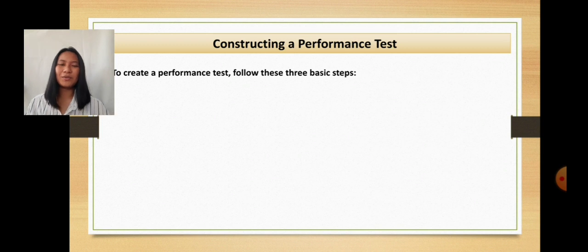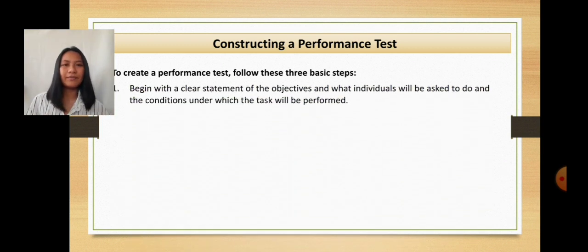Next one, constructing a performance test. Paano nga ba mag-construct? So, these are the 3 basic steps. First, begin with a clear statement of objectives and what individuals will be asked to do and the conditions under which the task will be performed. So first, mag-iisip ng objectives. Dapat yung objective na yon ma-align dapat sa gusto mong i-measure.